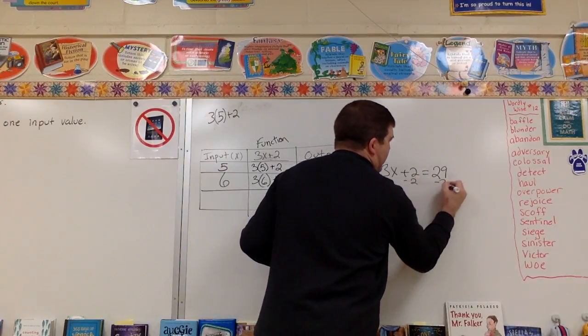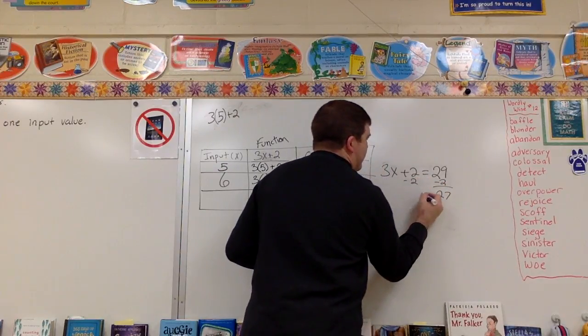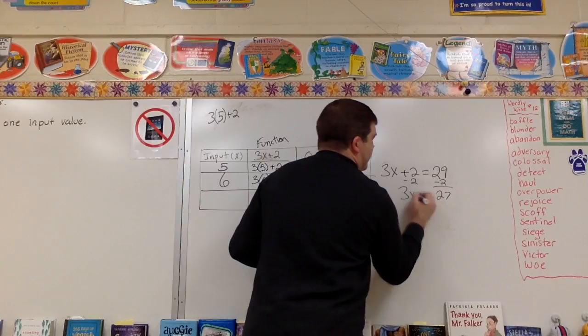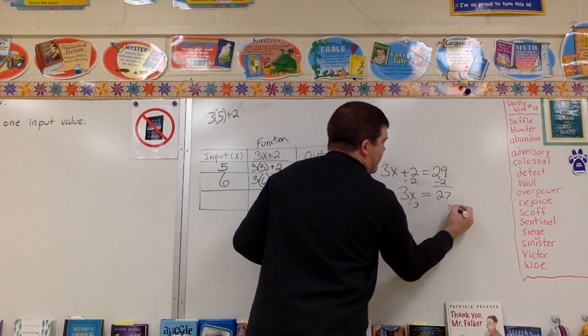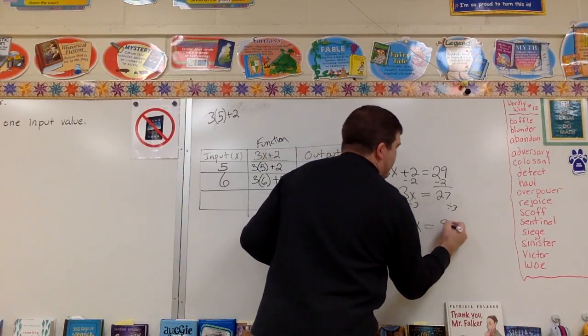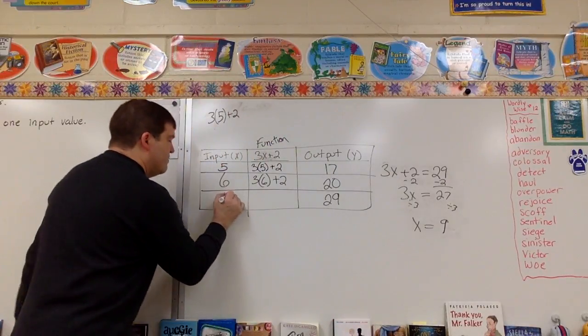Minus 2 on each side. That gets me 27. Those cancel. 3x divided by 3 divided by 3. X equals 9. Okay? So I'm going to put 9 here.